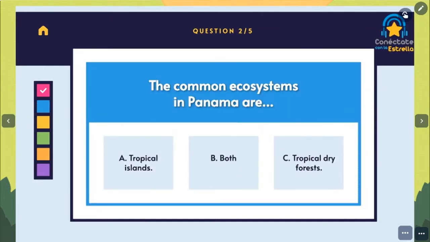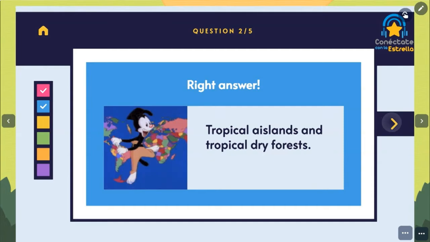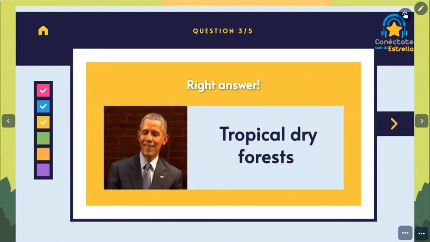Okay, the common ecosystems in Panama are A, tropical islands, B, both, or C, tropical dry forest. B, that's correct, both. Tropical islands and tropical dry forest. That's correct. The ecosystem in Los Santos is A, tropical islands, B, tropical mountain forest, or C, tropical dry forest. C, correct. Tropical dry forest, correct.